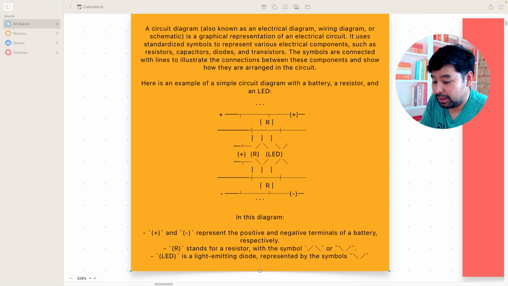It uses standardized symbols, ok? São símbolos padrão, são símbolos comuns, ok? Para representar os componentes, ou seja, o que é utilizado ali no circuito, ok? E suas conexões, e o que usa para conectá-lo. E mostra como os componentes são conectados para formar o circuito.